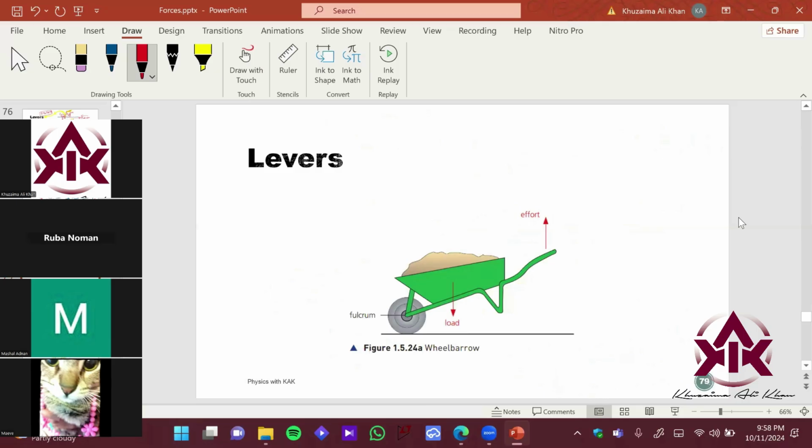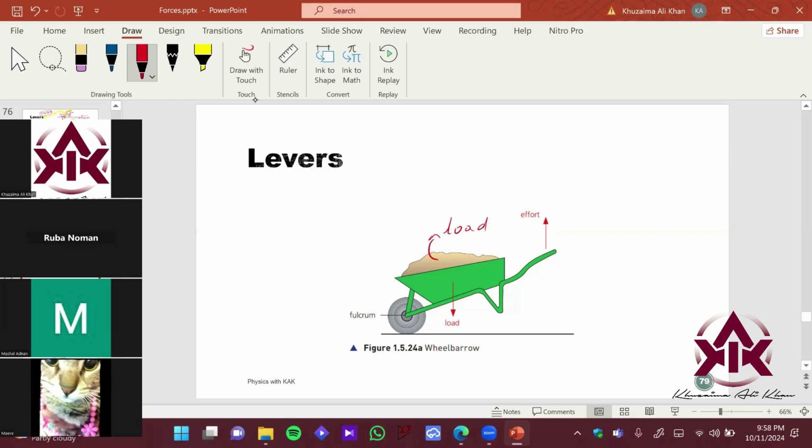You might have seen this in areas where there's construction, or if someone is moving around some stones or some weight. Usually they are found in constructions. So you can see, okay, the load is over here, right? This is the load over here. Let's say this is sand which needs to go to a construction site. This is the fulcrum, right?